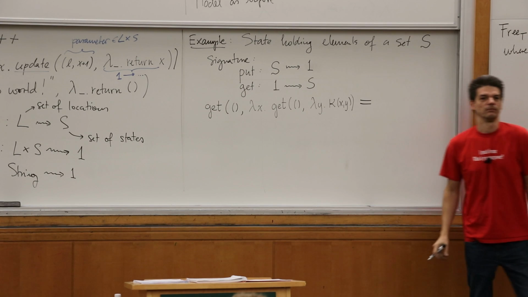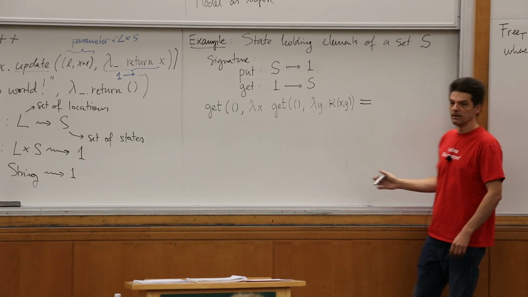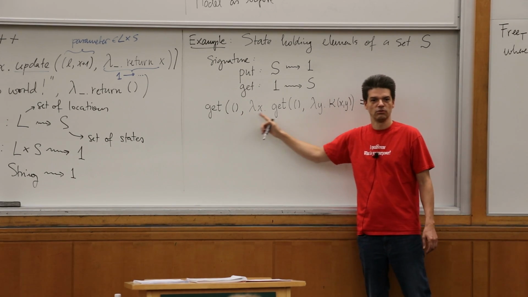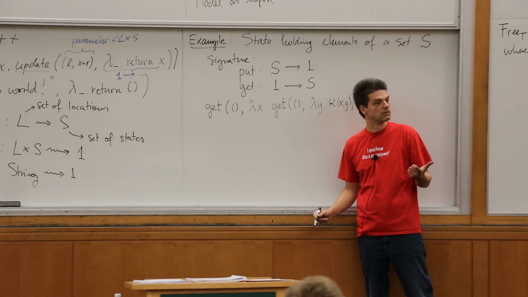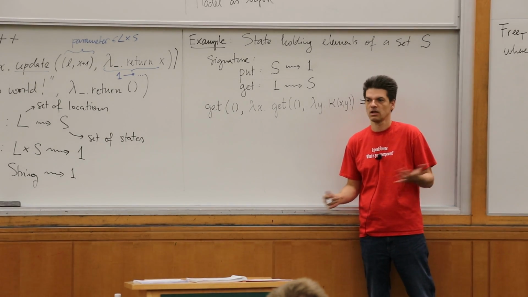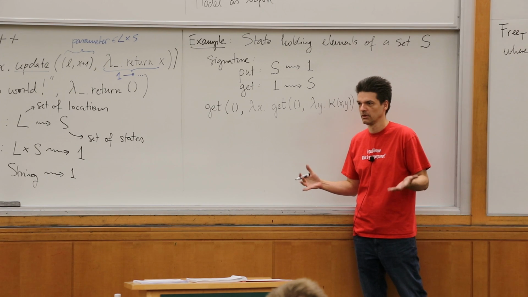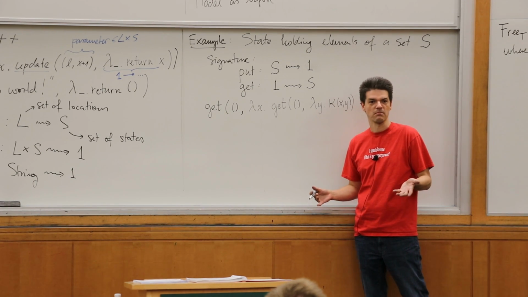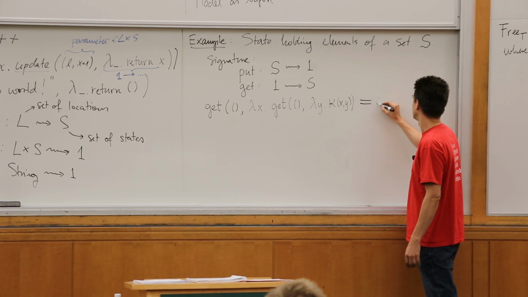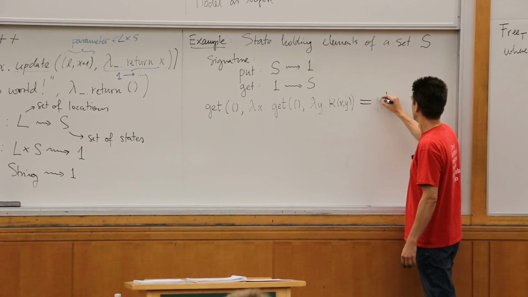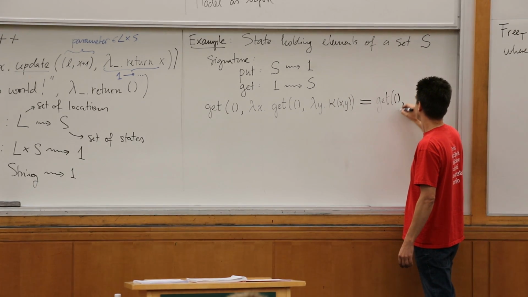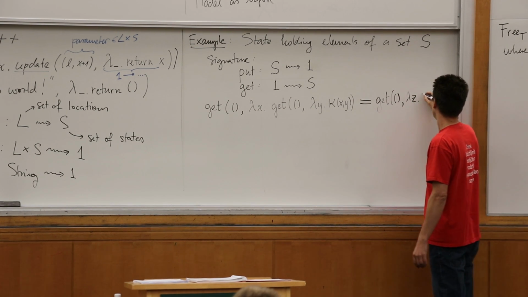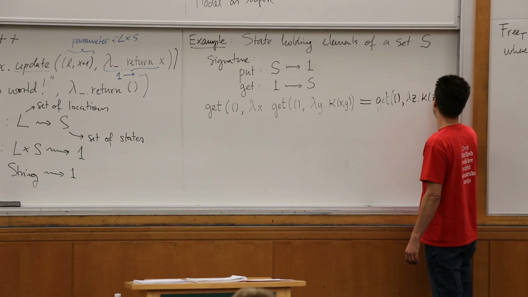Is this equal to something? It seems unnecessary to read the state twice in a row. It's state, this is not standard input. Because it's state, it should be the same if I read it twice. So this should be the same as reading the state once, and I get it out, let me call it Z here, and then I just do kappa Z Z.